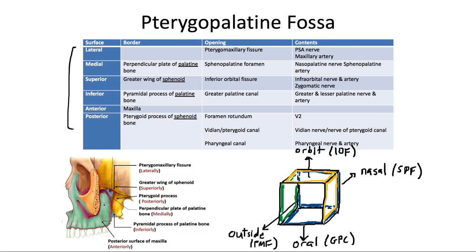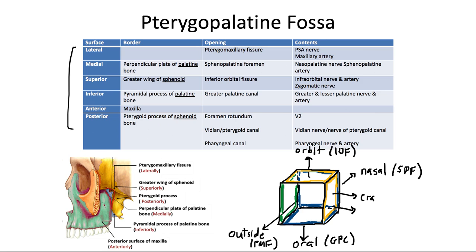So we have the 2 yellows contacting each other, the 2 blues contacting each other, and then the maxilla off to one side, and then that opening into the whole cube. The posterior border has 3 openings: the foramen rotundum, the vidian or pterygoid canal, and the pharyngeal canal. And each of these transmits something different. So we're going to make 2 unique arrows because this back posterior surface opens into 2 unique cavities.